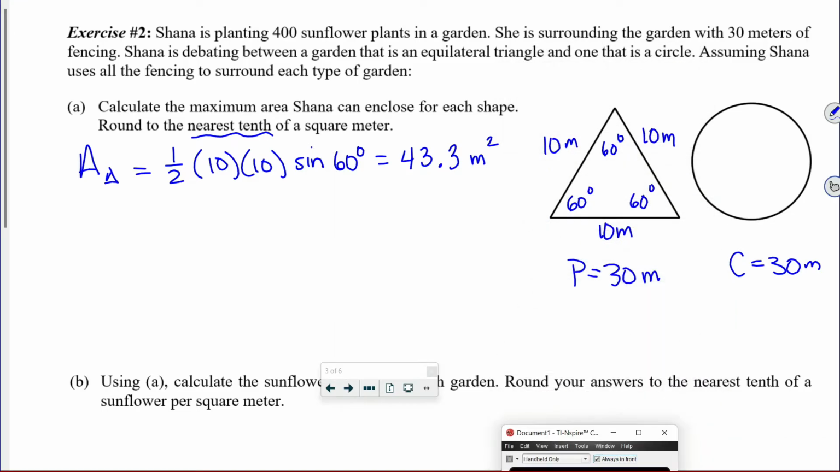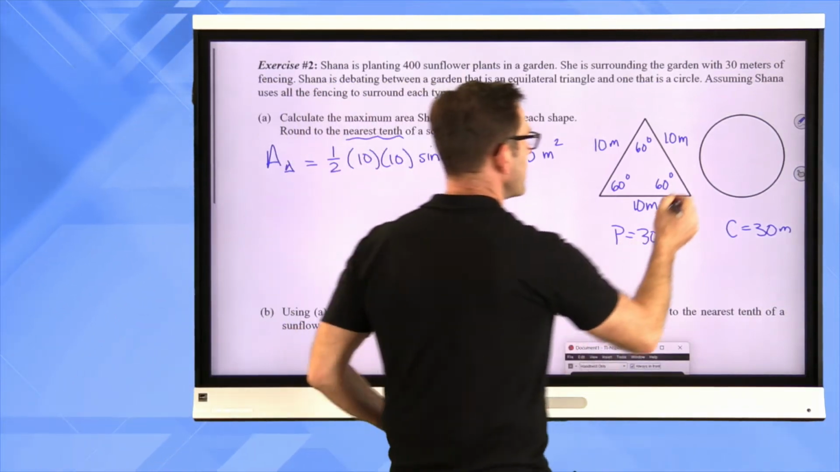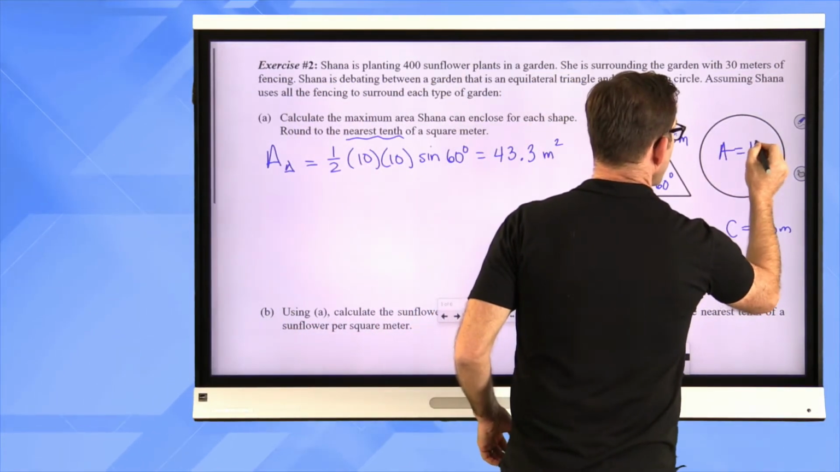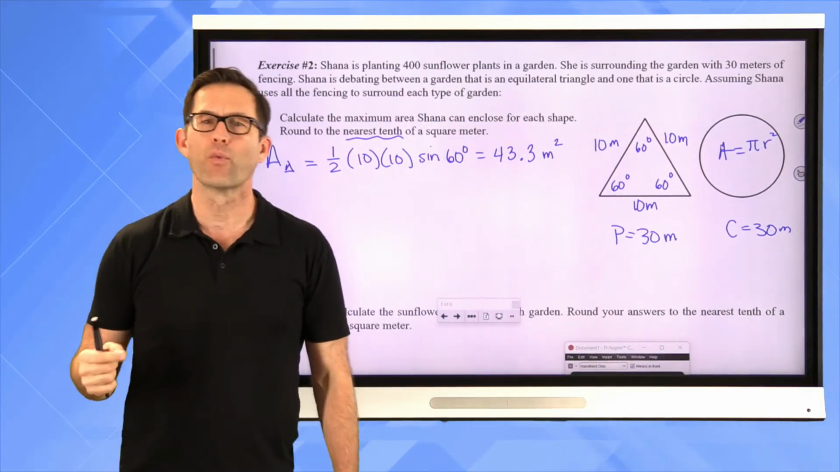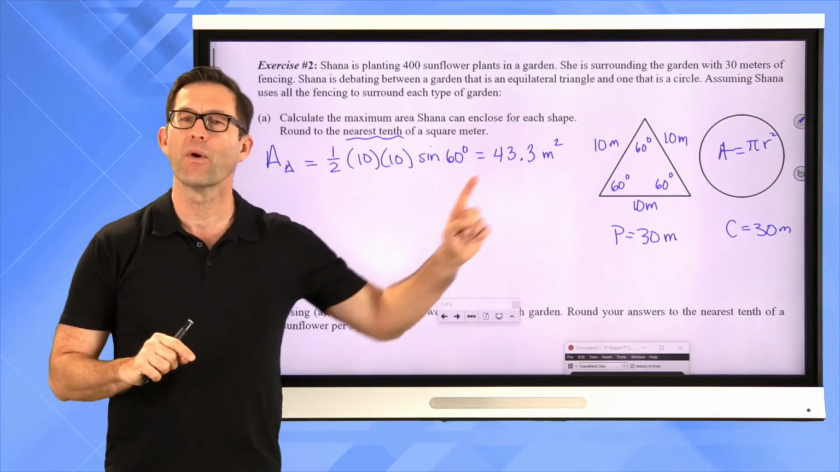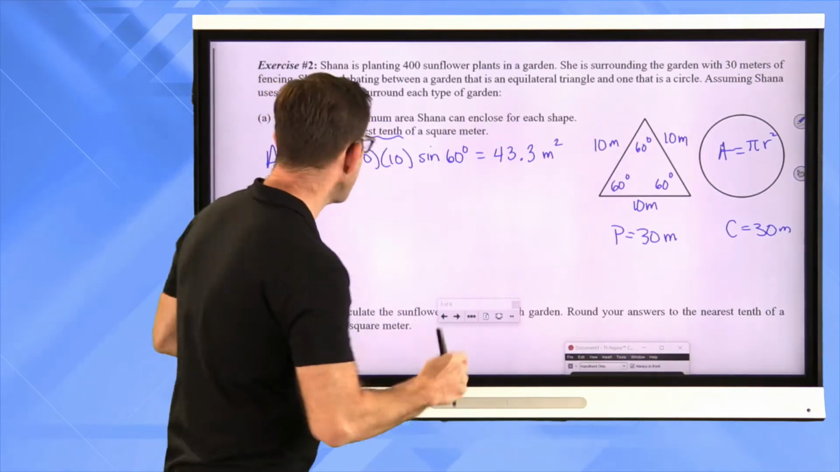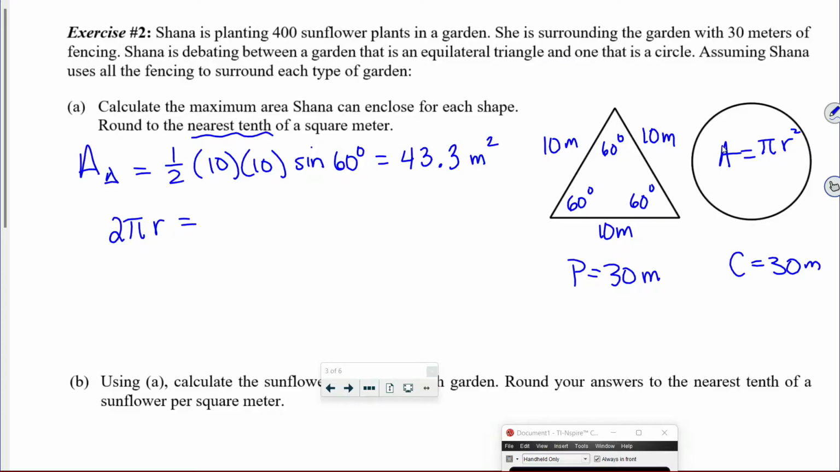All right. Now the circle's harder, right? We know the area formula for a circle. The area for a circle is pi r squared. The problem is we don't know what the radius is. So that's our first stop along our road to figuring out what the area of the circle is. Now we do know that 2 pi times the radius is going to be the circumference, which is 30. If we divide both sides by 2 pi, then we find out what our radius of the circle is.